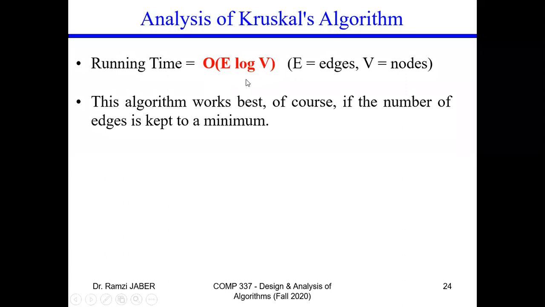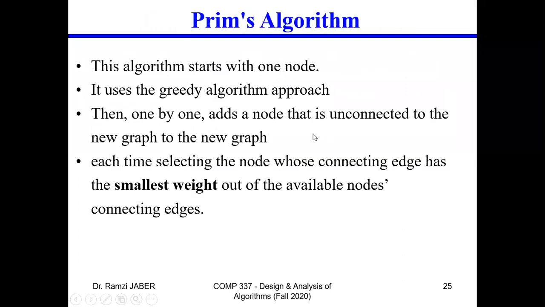Okay. Now we'll go to Prim's algorithm. Prim's algorithm is another algorithm to solve spanning trees. Okay. We'll see how. This algorithm starts with one node, not one forest. It's the opposite of Kruskal. Kruskal's algorithm started with all nodes together and put the minimum edges. Here, the inverse. We start with one node.